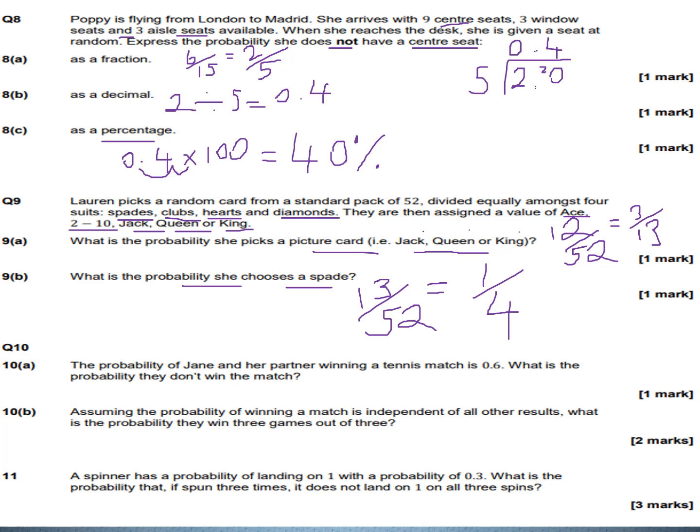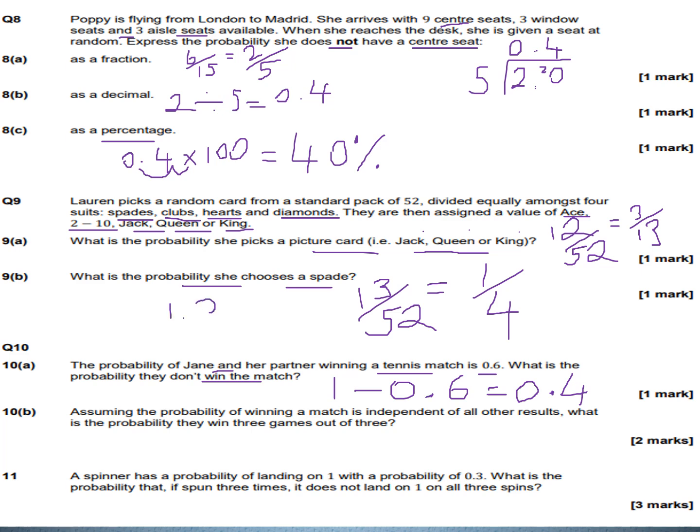Question number 10, part A. The probability of Jane and her partner winning a tennis match is 0.6. What is the probability that they don't win the match? Well, that'll be 1 takeaway 0.6. 1 takeaway 0.6 is equal to 0.4. Again, I can do it as a column subtraction, if you're not too sure.